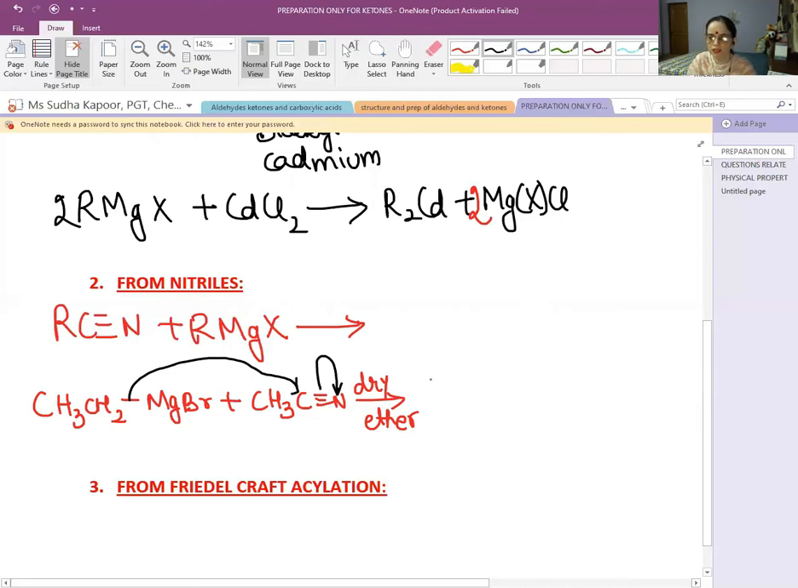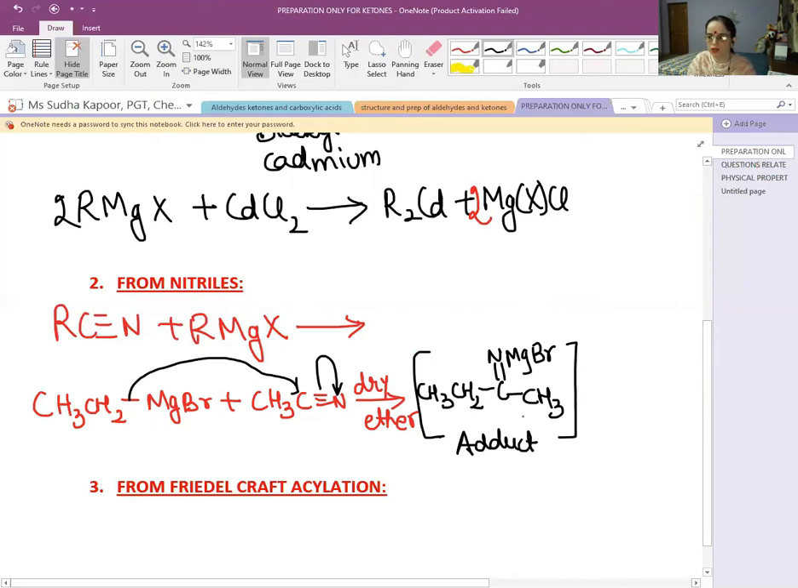As the addition product is formed here, that is CH3CH2C double bond NMgBr along with CH3, an adduct is obtained. Now, what is this? This is the adduct. Then on acidic hydrolysis, that is using H3O positive, what we get here is the ketone, C2H5, C double bond O and CH3.